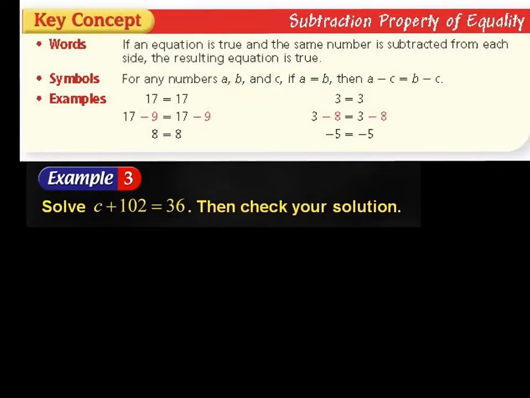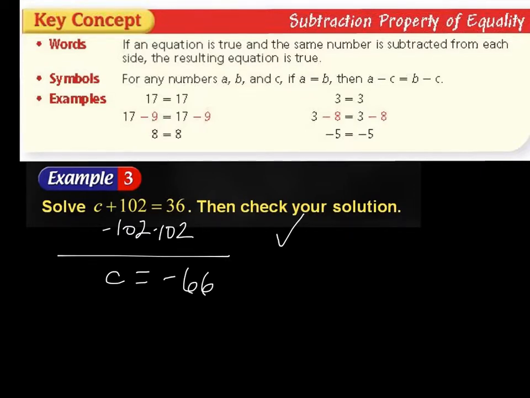Okay, example 3, we've got c plus 102 equals 36. Solve, check your solution. So I want to subtract 102 from both sides of the equation, and I get c equals negative 66. Is it right? Let's find out.